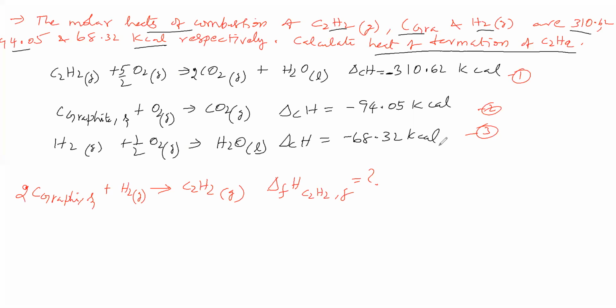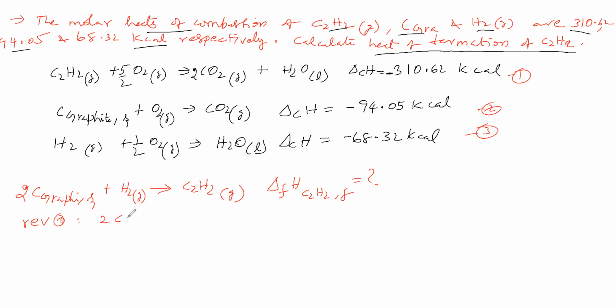Using equations 1, 2, and 3, we have to find the heat of formation of acetylene. In the required equation, acetylene is on the right side. In the first equation, acetylene is on the left side. Therefore, we reverse the first equation.